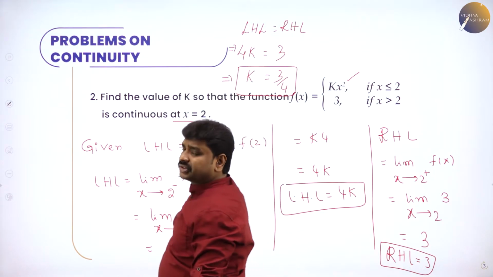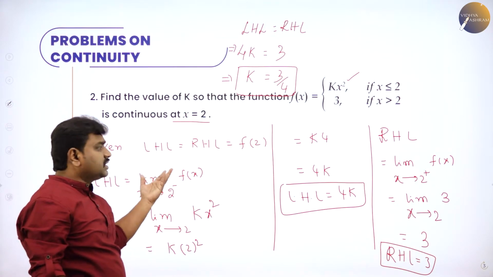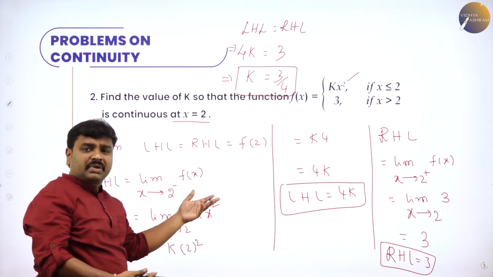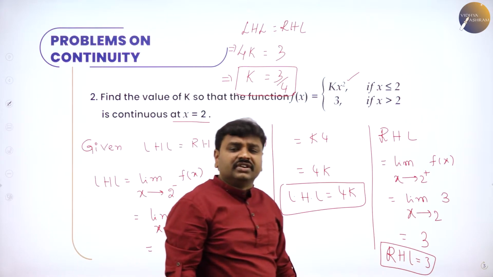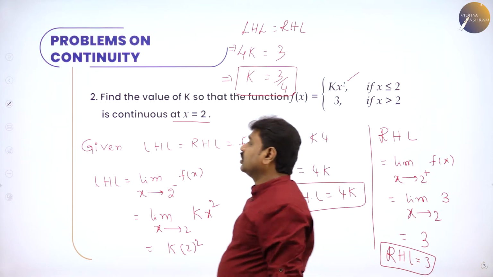So now you got the answer. This is also a standard 4 marker which appeared in your past board paper. Is it not easy? It is simple. Applying limit for linear function is easy. We applied limit, we got LHL, we got RHL, we equated and we got the unknown.